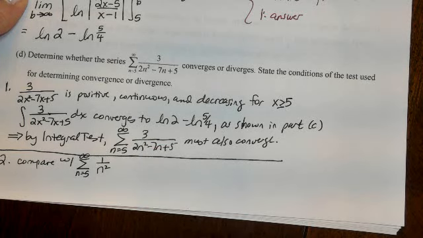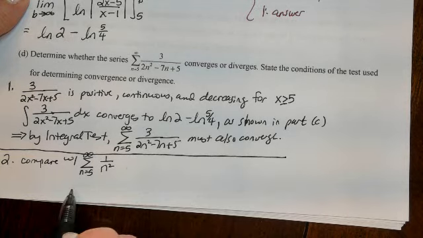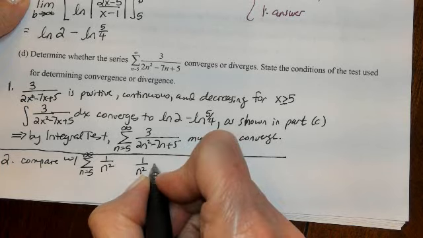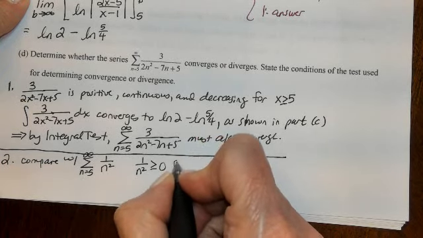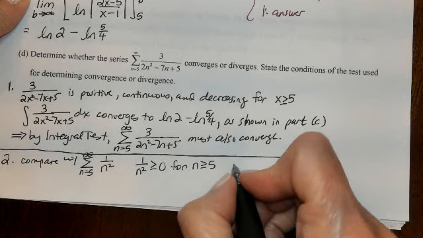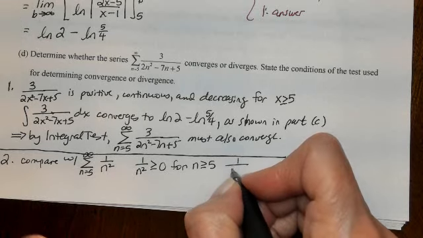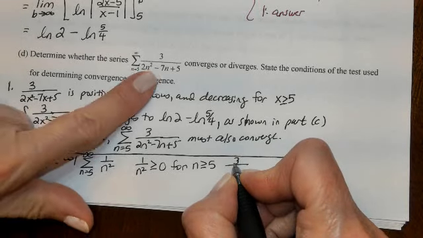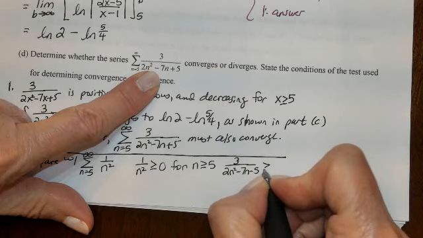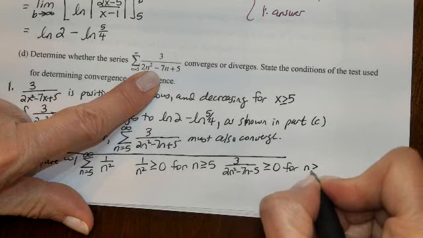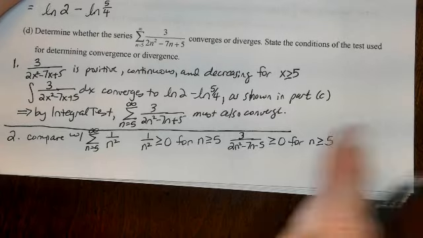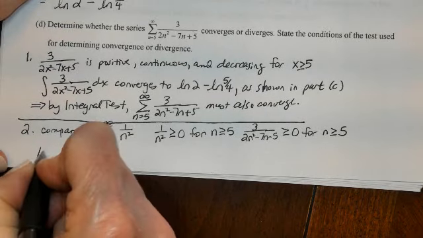Now, we need to state the conditions for the limit comparison test. So I need to come off to the side and say 1 over n squared is greater than or equal to 0 for n greater than or equal to 5, which is what we need. And I would say 3 over this is also greater than or equal to 0 for n greater than or equal to 5. Okay, so we need to say that for the limit comparison test.